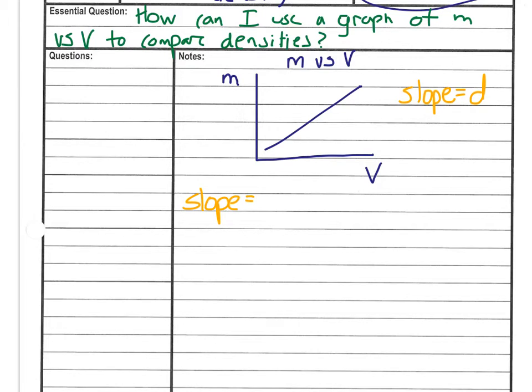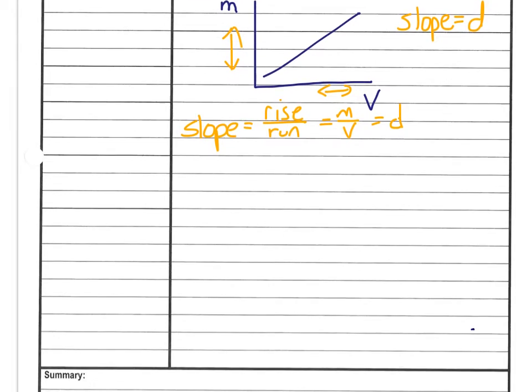In math class, to find the slope, you do rise over run. Rise is this way, so that's M. Run is right here, so that's V. And when you do mass divided by volume, you get the density of an object. So this is important because we can use that information to compare some densities.